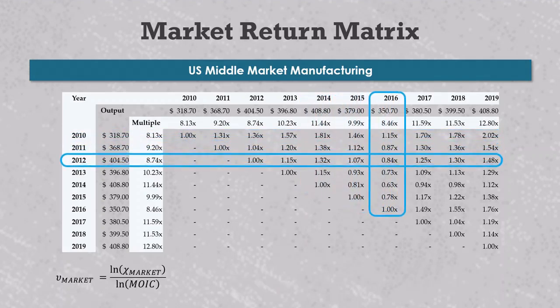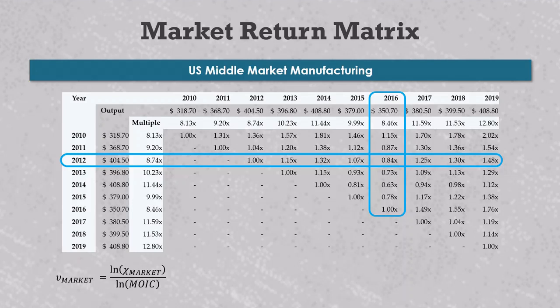Here at the intersection, we have a market-driven equity return multiplier of 0.84x. This says that a typical deal in the space would have lost money because the addressable market shrank by 13% and the market multiple contracted from 8.74x to 8.46x. In this case, even a GP that loses money might be credited with creating positive value as long as the return is better than 0.84x.